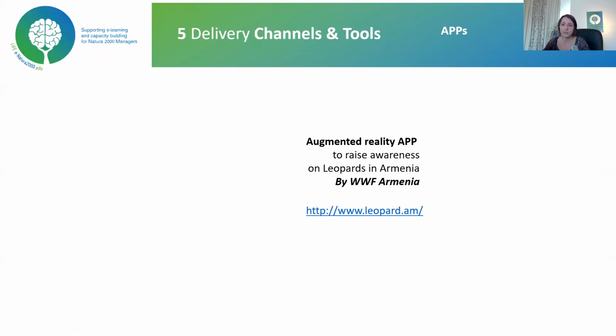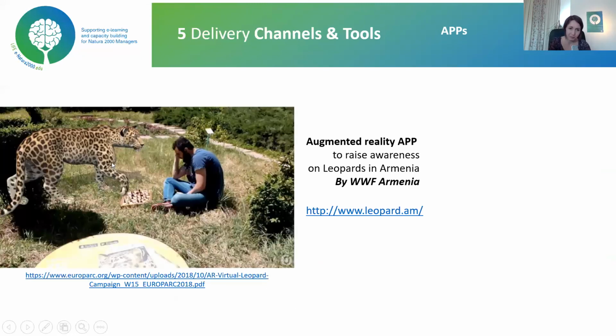Then there is a very interesting one. This is something produced by WWF Armenia to raise awareness on leopards. Leopards are a species very hard to find in the wild. So what they have done, they have made a partnership with Arlupa, who were some app developers. They have created these big reference points, and then with a mobile app, you could photograph these pointers, these markers, and a leopard will appear in front of you. And with the app's camera, you could take a photo with him.